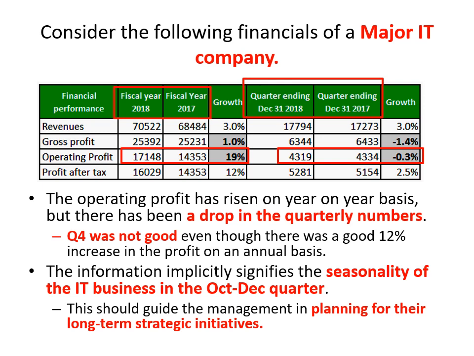So this information tells us that this business is affected by the seasonality of the IT business in quarter 4, during October to December. And this condition should guide the management in planning for their long-term strategic initiatives.